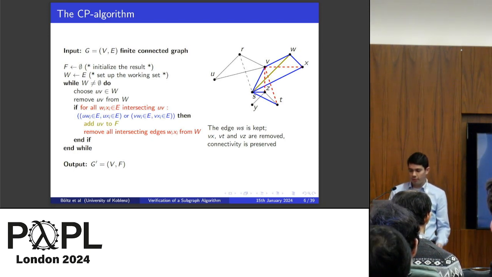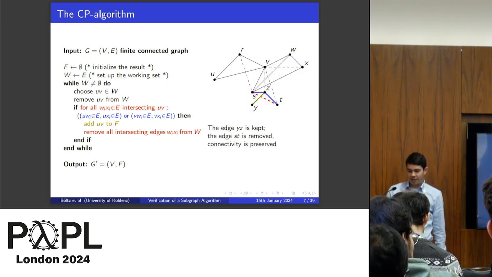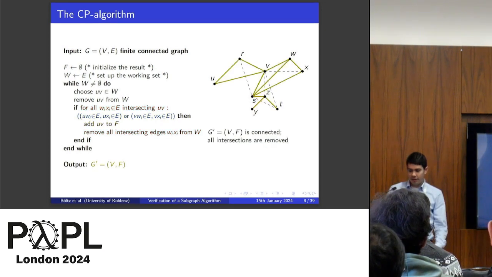Also, most of the blue edges are not intersecting any edge, so we could simply add them. But not all of the blue edges are added to the algorithm. As you see here, this edge ST is removed because the edge YZ is kept. In the end, we obtain this graph, which is connected and all intersections are removed.